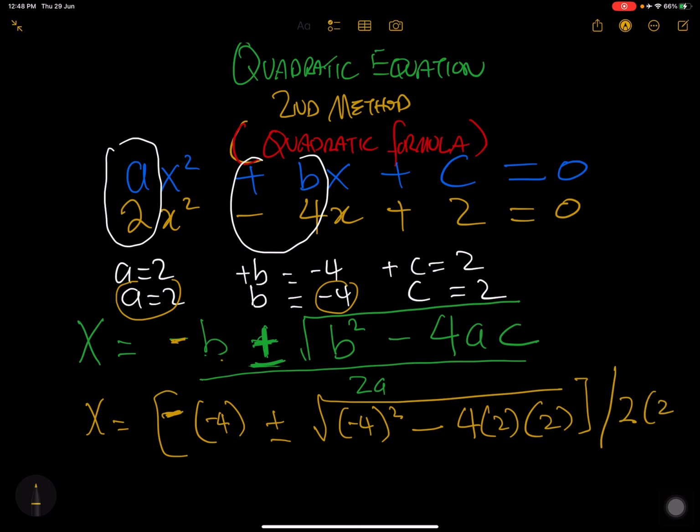There is also 2. If you want to do it this way, you have to add this parenthesis to show that this division sign applies to all that you have written on top. It's very important. Now we're going to simplify.